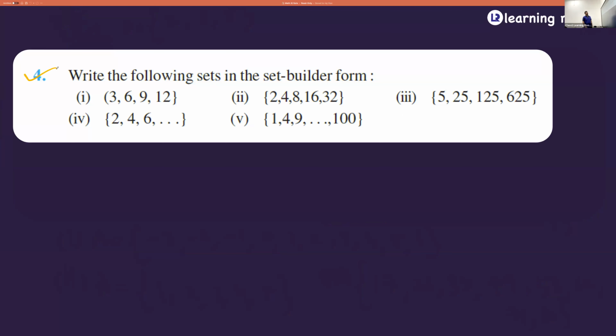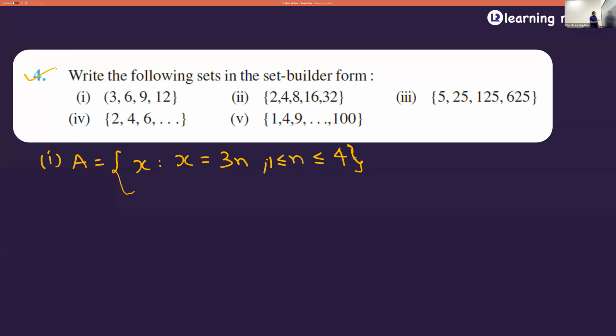Write the following sets in the set builder form. If I take the set to be A, then A is equal to x such that x is equal to 3 times n, where n is greater than or equal to 1 and less than or equal to 4.